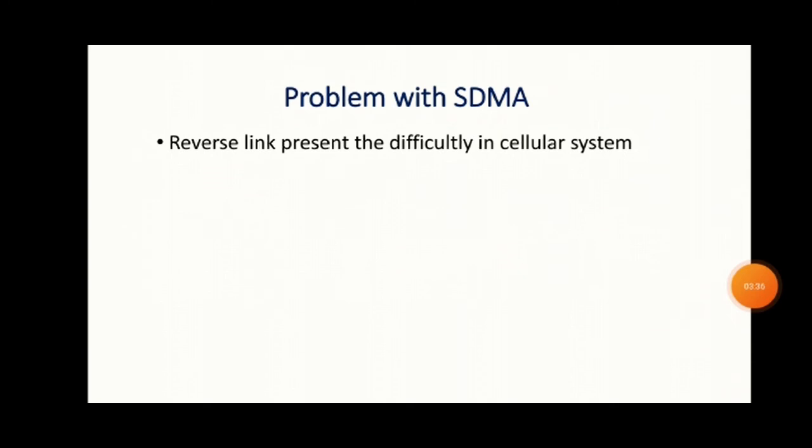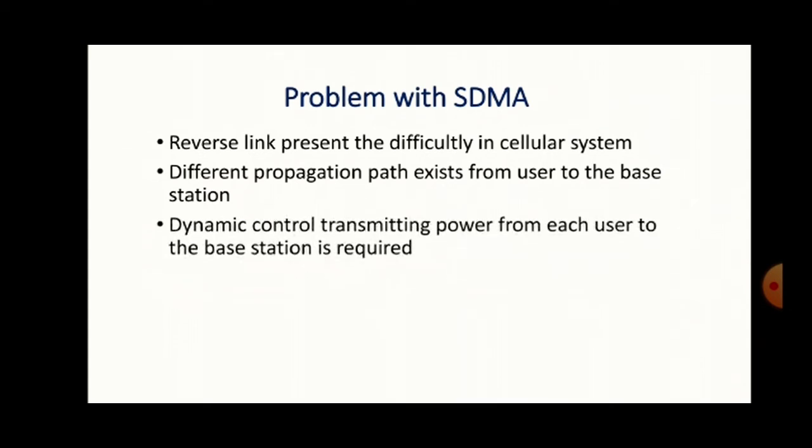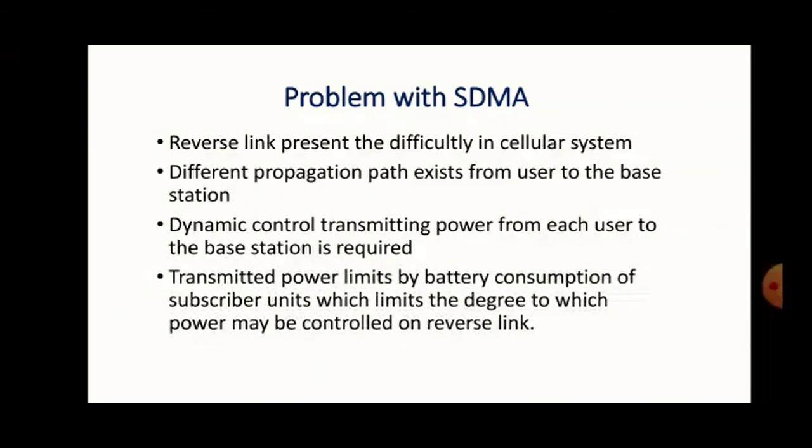What are the major problems of SDMA? The reverse link presents difficulty in the cellular system. Different propagation paths exist from the user to the base station, and dynamic control of the transmitted power from the user to the base station is required, and the transmitted power is limited by battery consumption in the subscriber unit, which limits the degree to which power may be controlled on the reverse link.